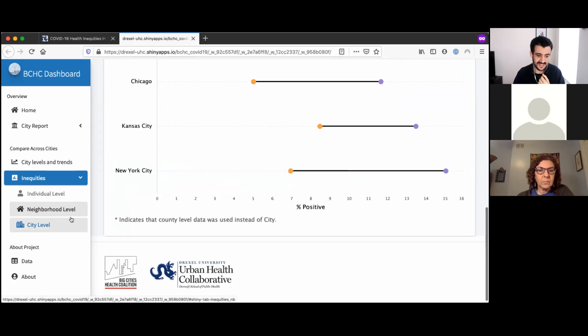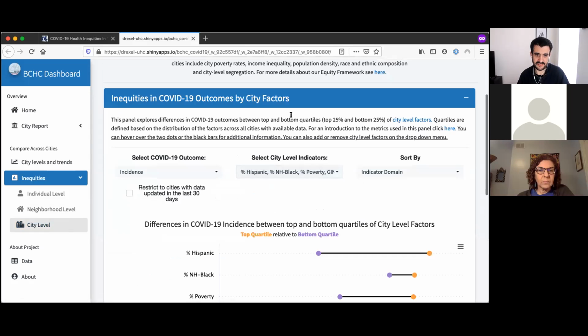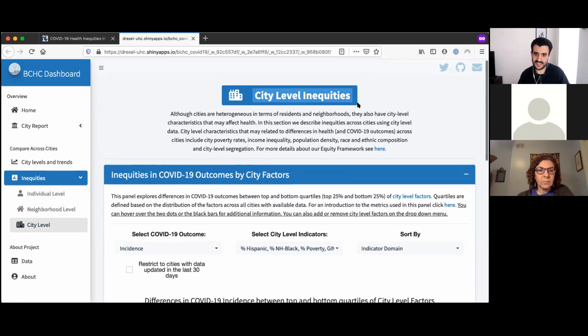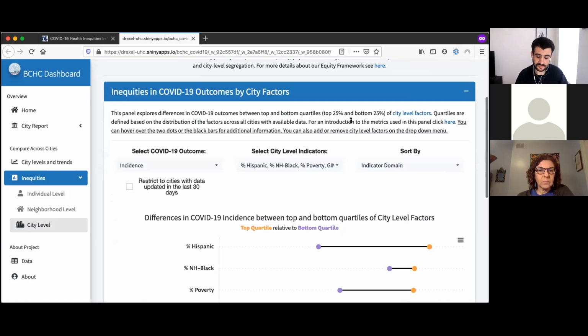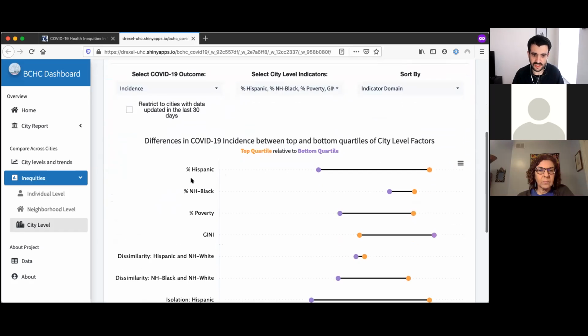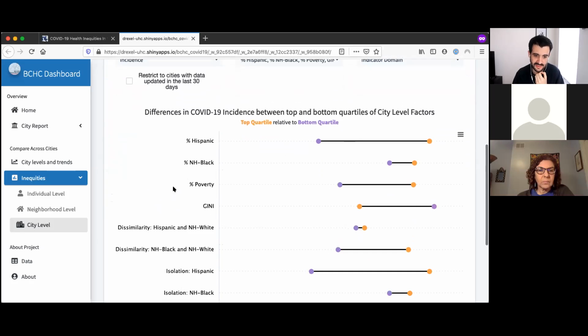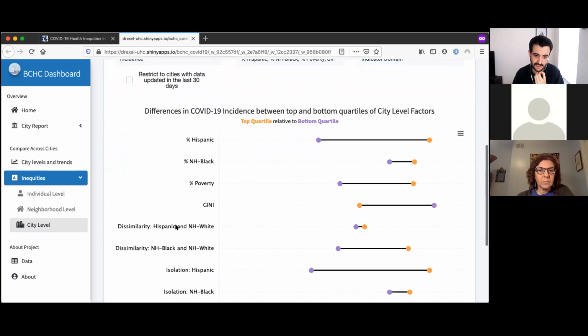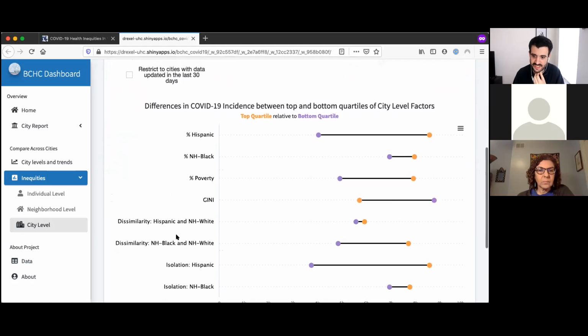Now that's for neighborhoods, but as we said before, we are also interested in comparing cities to each other in the case of city level indicators. So that's the case of city level inequities. Now in this case, we show a relatively similar figure with a few exceptions. In this case, what we do is we group cities by certain variables. We show a few of them: racial ethnic composition, poverty, income inequality and a few segregation variables.